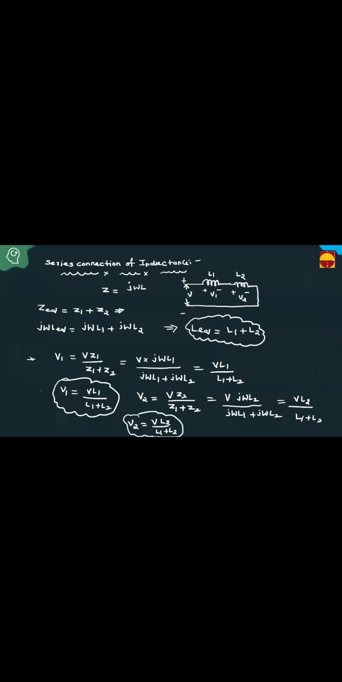Yes, friends. Again, no need to write impedance. Just to give the proof, I took the impedances. Directly you take inductances. If they give impedance, then only you take impedance. If inductances are given, directly you have to take the inductances. That is V into L1 by L1 plus L2, V into L2 by L1 plus L2.